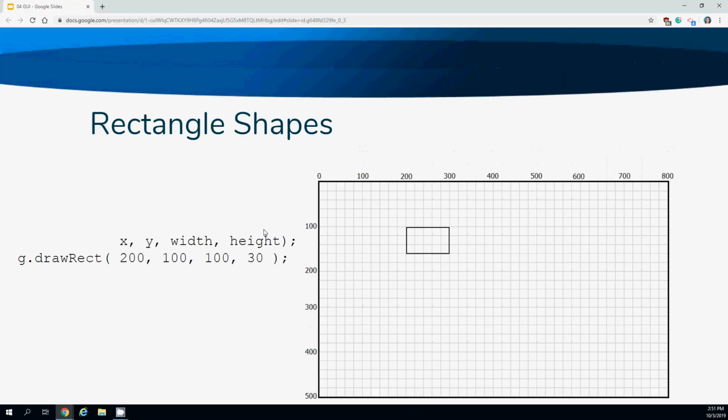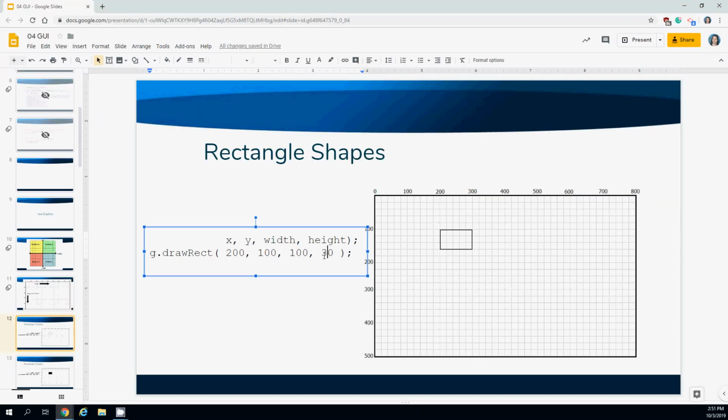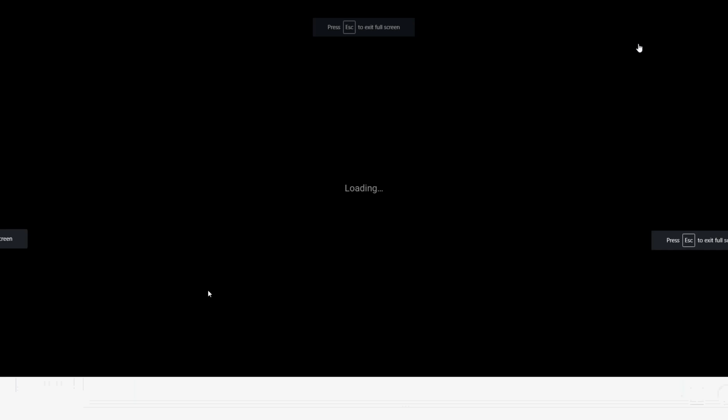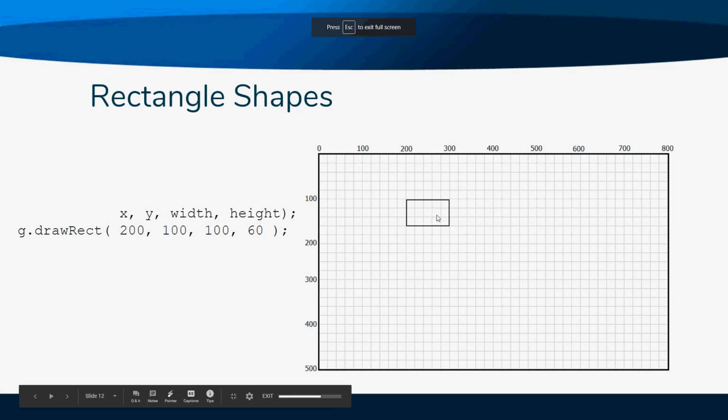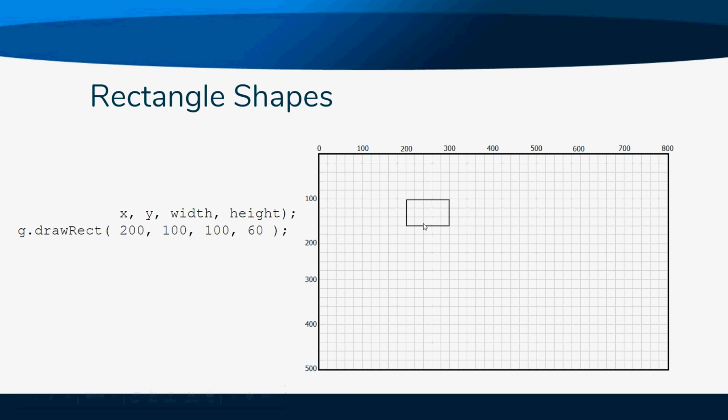I did my math wrong. We've got to switch that, don't we? So the height is actually 60 pixels, 2, 4, 6. Gotcha. And so that would draw this particular rectangle. You say g.drawRect 200, 100, 100, 60 to get those values: x, y, width, and height.